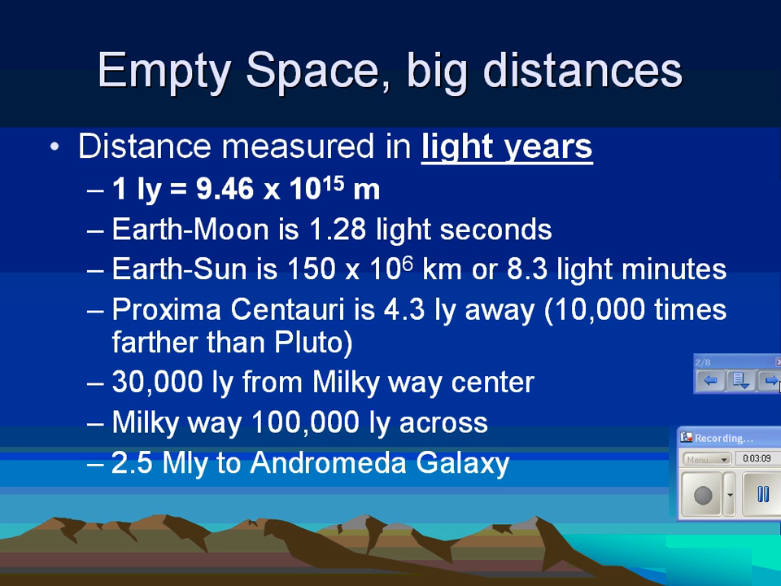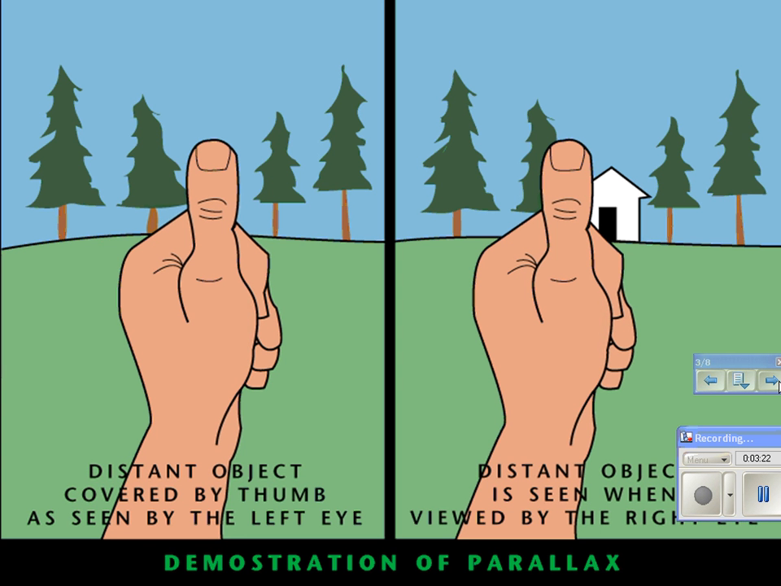Well, let's look at the close distances first. This is a technique we use to measure stars within the Milky Way galaxy. Okay, we don't use this technique to measure other galaxies. This is just to measure nearby stars within our galaxy. And it's called parallax.